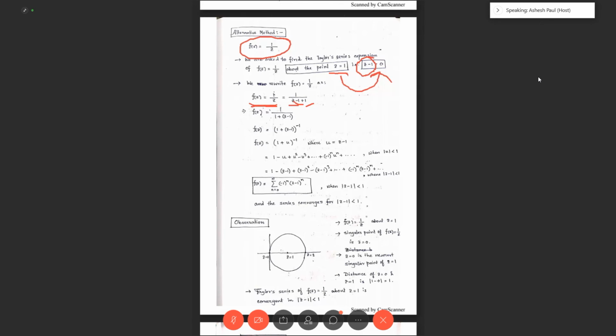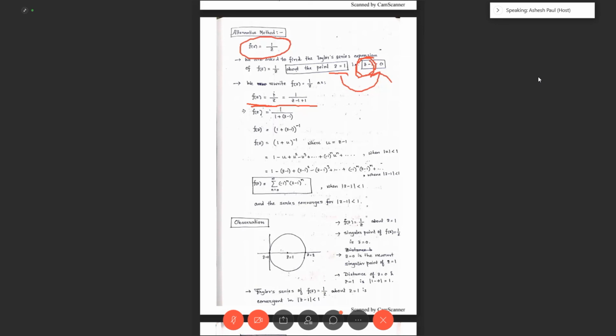Why am I writing z minus 1? Because we have to find the Taylor series about the point z equal to 1, so z minus 1 equal to 0. Therefore I am taking the z minus 1 in the denominator of the given function. So f(z) has been written in this way: f(z) equal to 1 by (z minus 1 plus 1).